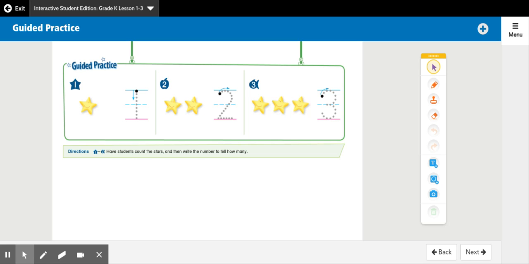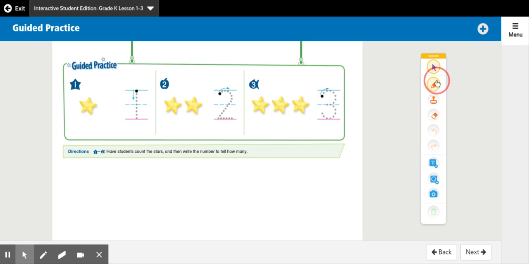Okay, now we are going to count the stars and then write the number to tell how many stars. So let's look at number 1. How many stars do we see here in number 1? Let's count. 1. So we see 1 star in number 1.